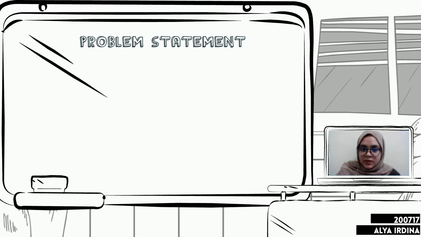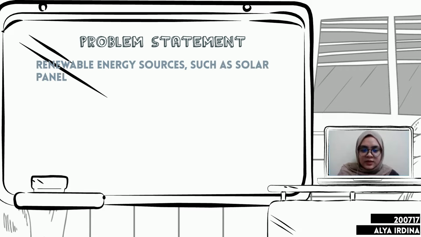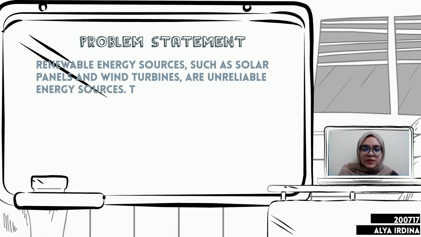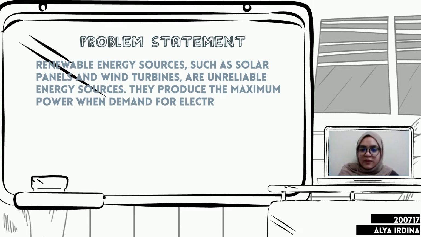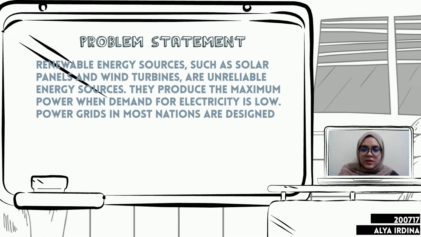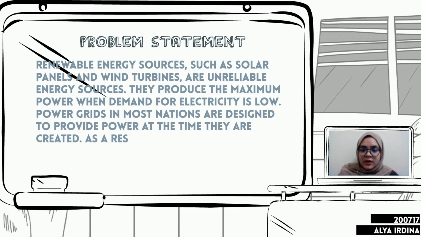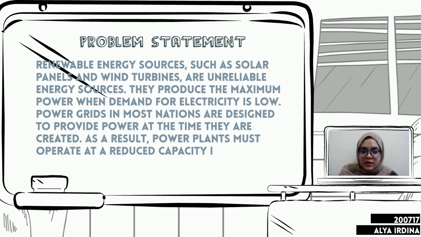Next, I'm going to explain about the problem statement. So, renewable energy sources such as solar panels and wind turbines are known as unreliable energy sources. That means they will produce maximum power when demand for electricity is low. The power grids in most nations are designed to provide power at the time it is created. As a result, the power plants must operate at a reduced capacity in order to maintain the load balance.